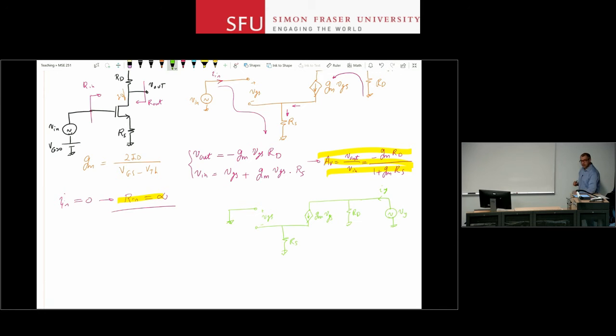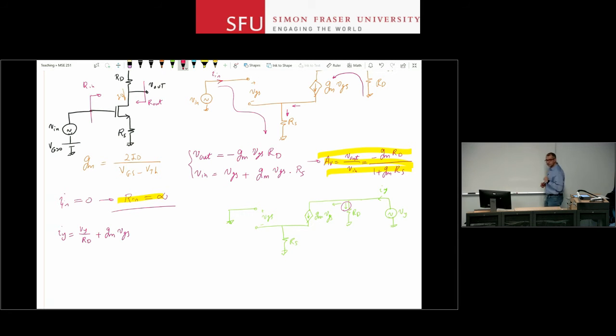The goal is to find IY. Then the ratio of VY to IY will give me the output resistance. I notice that IY is split between these two currents, between the current that goes through RD and GM VGS. So I start writing equations. IY is the current that goes through RD, which is VY over RD, plus GM VGS. Okay, the first part is okay.